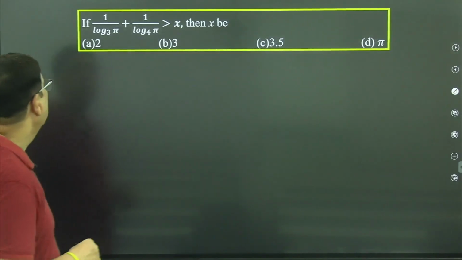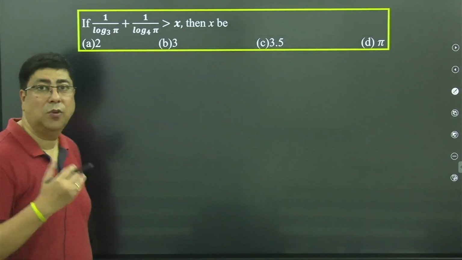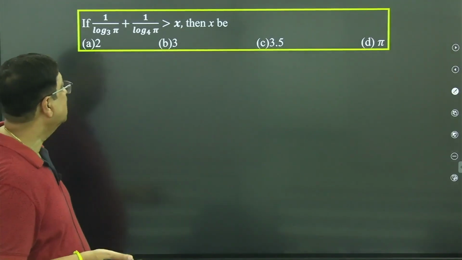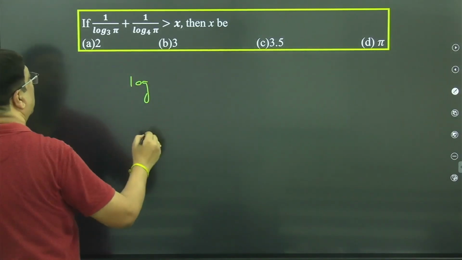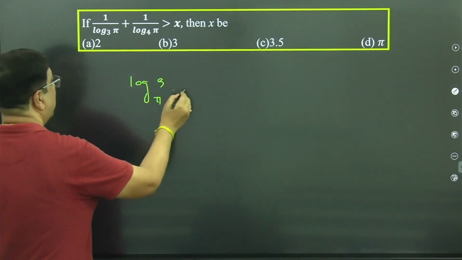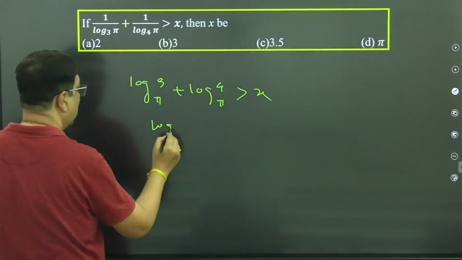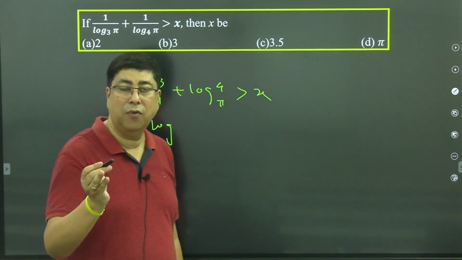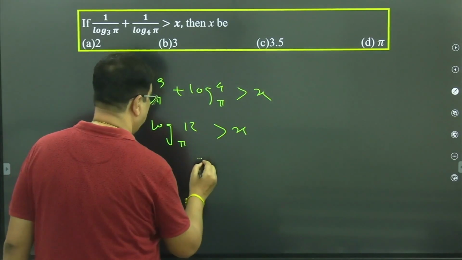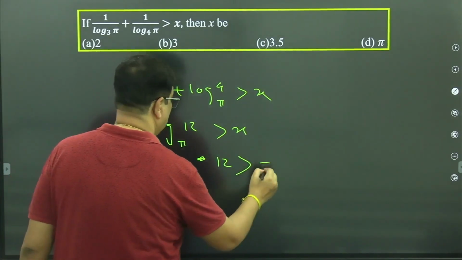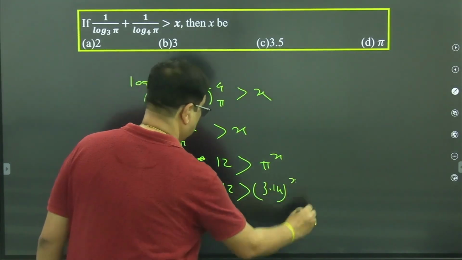In this case, 1 by log 3 base pi plus 1 by log pi base 4 greater than x. What is the x? Similarly, I am writing here log pi base 3 plus log pi base 4 greater than x. So log m plus log n, the value of pi will be 3.14. So log pi base 12 greater than x. So 12 greater than pi to the power x. If I put the value 3.14 approximately to the power x.